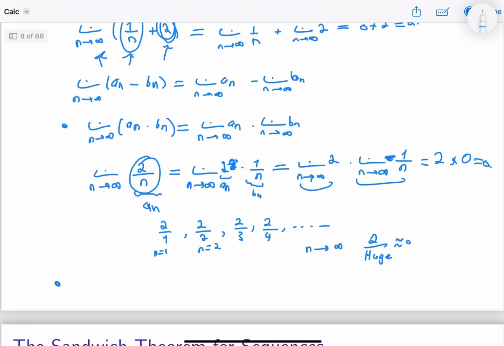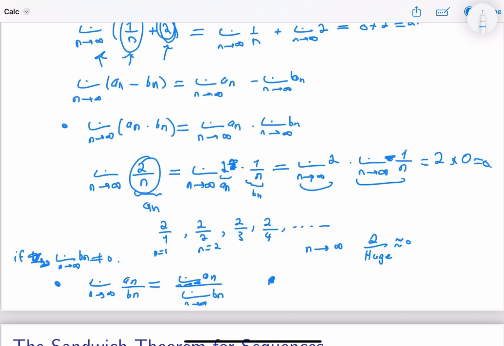The last property I want to tell you about is that the limit of an over bn is equal to the limit of an over the limit of bn, provided that the limit of bn is not 0. If the limit of bn is not 0, you can also separate the limits, in the sense that the limit respects division.